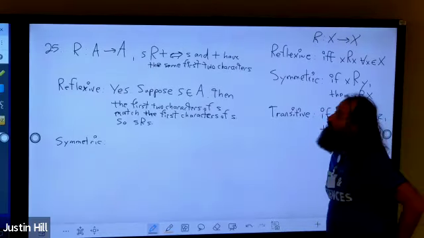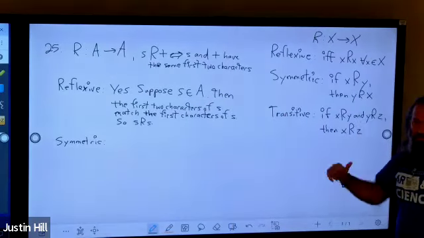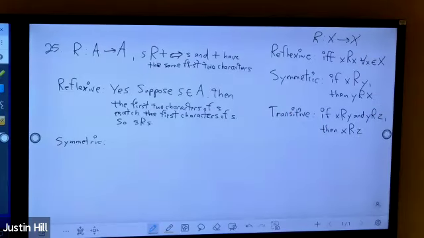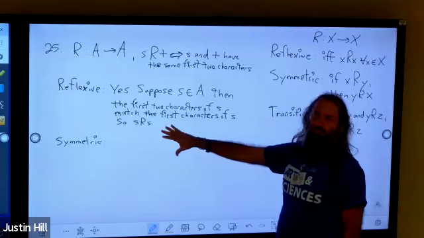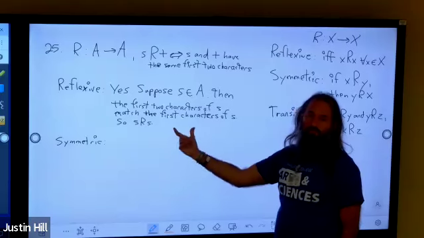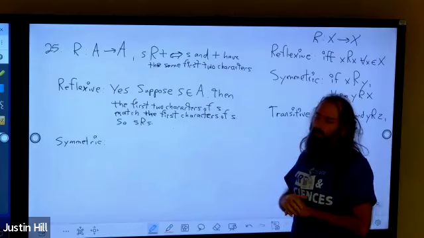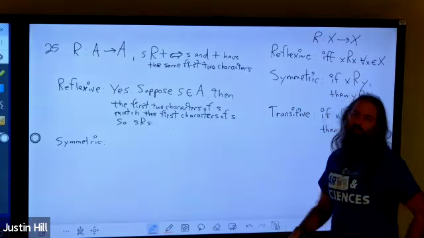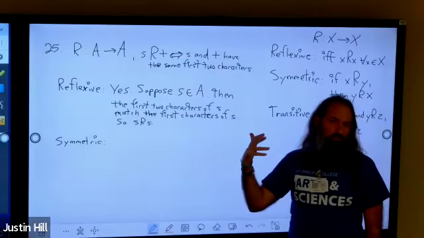So then symmetric. Symmetric, again, what I'm looking for is symmetry. I want to see if one thing is related to another, then that second thing is automatically related to the first, that you can flip it around and the relation still works. So in terms of our context here, I want to think about some string of length 4, and so suppose we have two strings where the first and the second string both have the same first two characters. So S is related to T. Then does it have to be true that T is related to S, that T has the same first two characters as S? And again, not only verbally, but logically, that definitely has to be true.